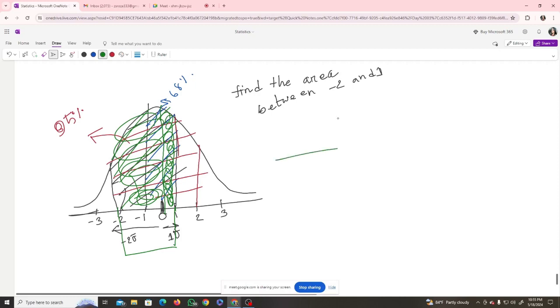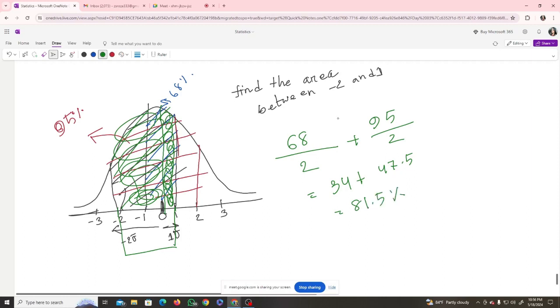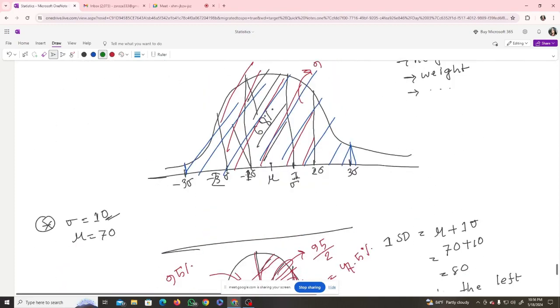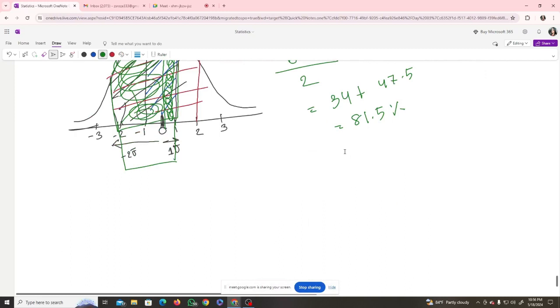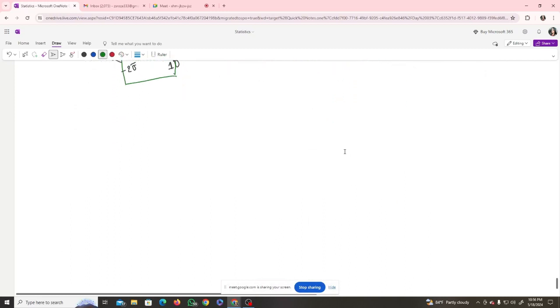So what can I do to get this? I can divide 68 by 2 plus 95 by 2. So in total, 34 plus 47.5. So in total, 81.5 percentage of the value of the total distribution lies in this area. So I think we are done with the empirical rule. We have just practiced a few problems from here. Now we can move to another topic.